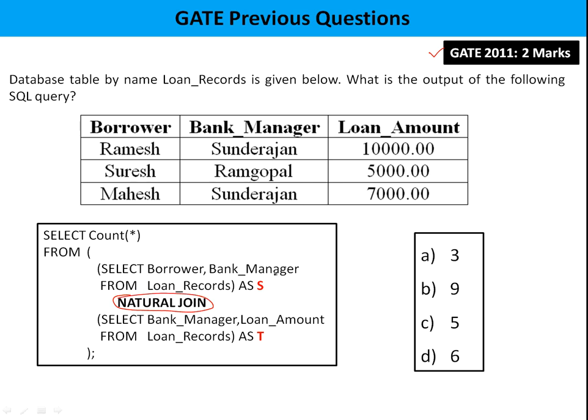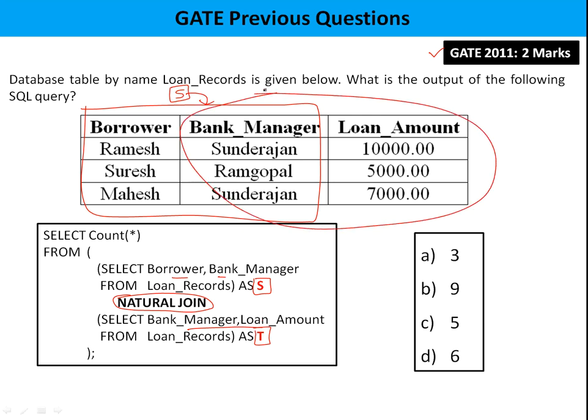What is S? These 2 columns they call it as S. And bank manager, loan amount, that means these 2 columns they call it as T. So one table they call 2 columns as S, other 2 columns are T. The common column is bank manager, which has to be natural join. Now how many rows will come after executing this?